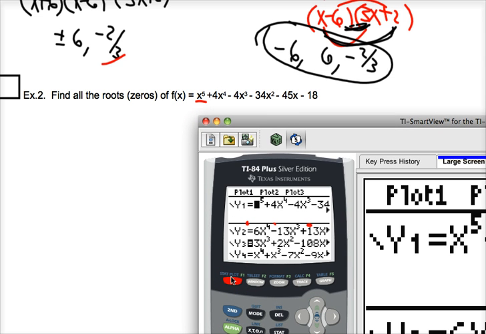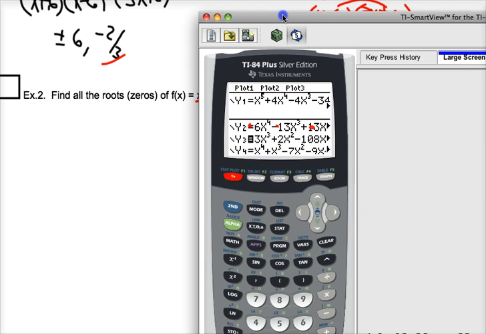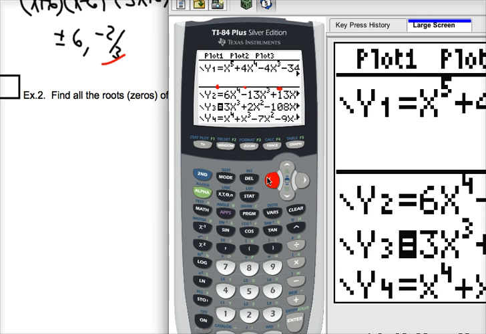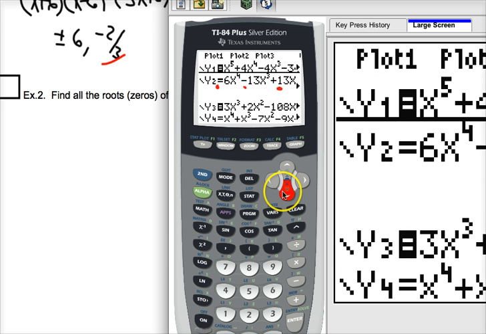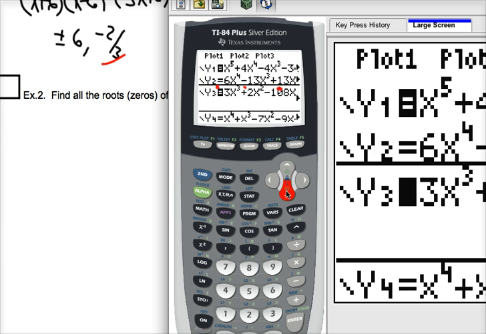Y equals. That one I have typed in y1. So all I have to do is activate y1. I'm going to arrow over to the equals, press enter. I'm going to arrow down to y3, press enter, and get that turned off. So now I'm only graphing y1. Graph.